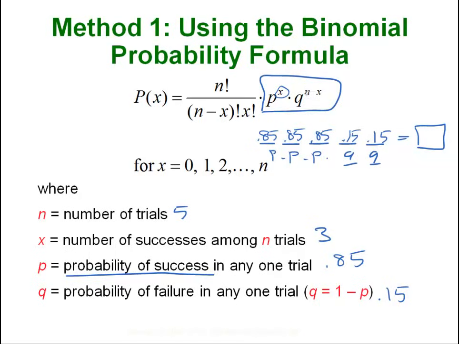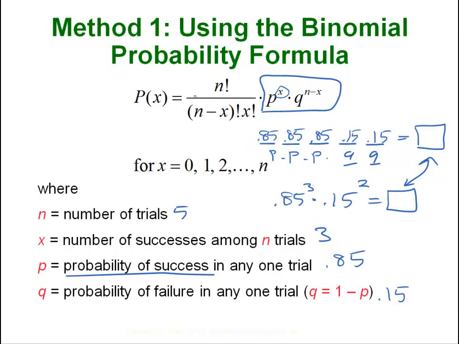This end part of the formula is just multiplying together the probabilities of those successes and failures. If we have 3 successes, then we get 0.85 cubed times the probability of failure raised to the power of the number of failures we have, which in this case is 5 minus 3, that is n minus x, which is 2 of them. And that's the exact same thing we got with our dash technique.